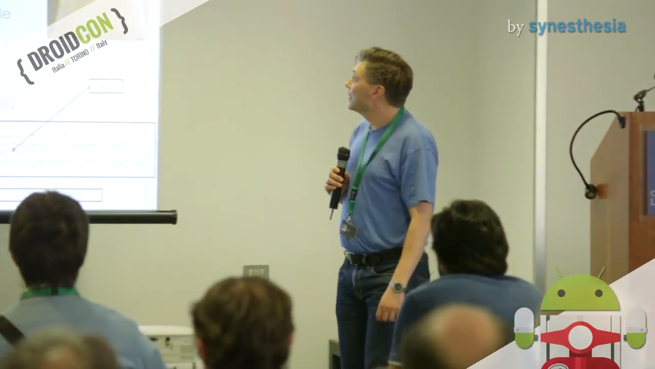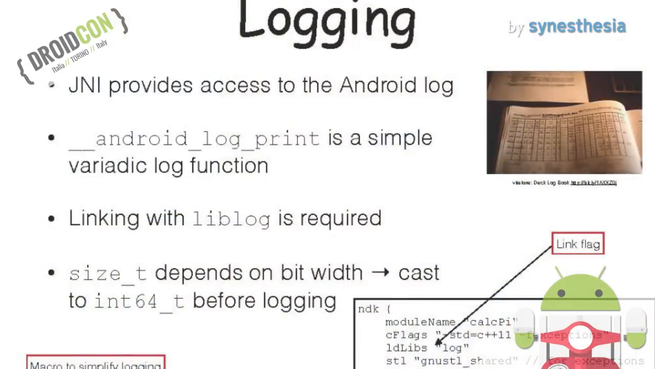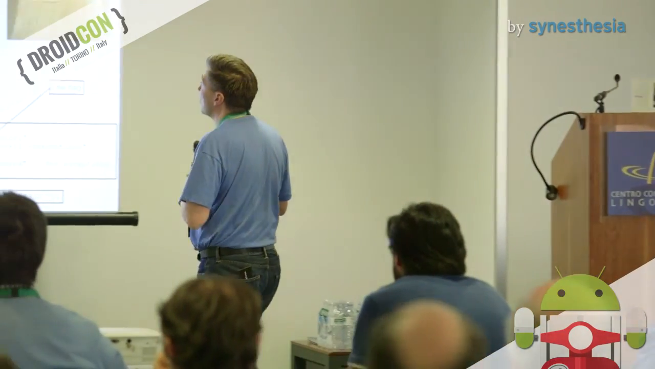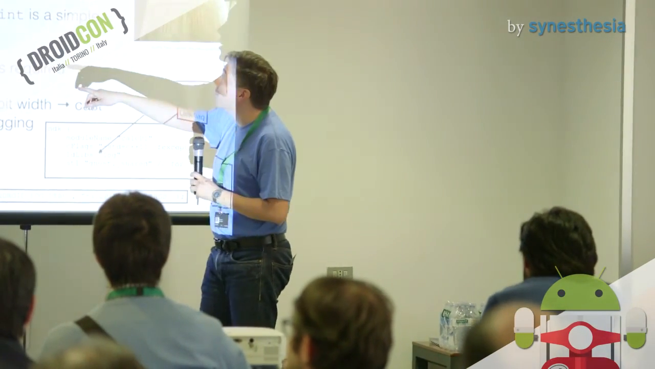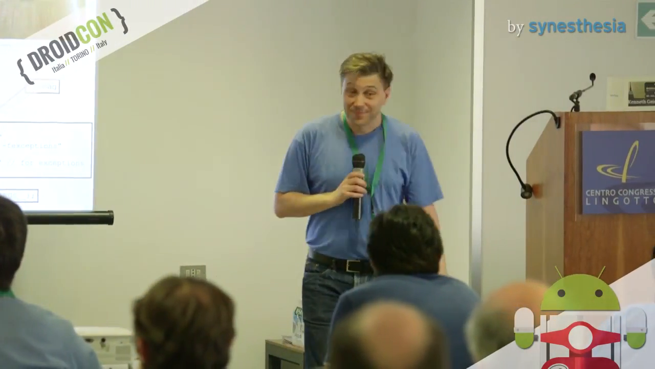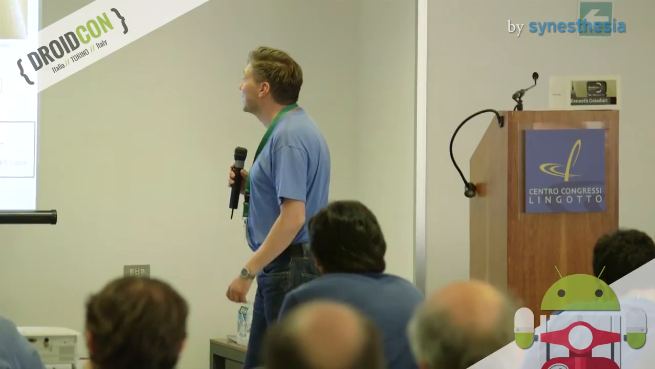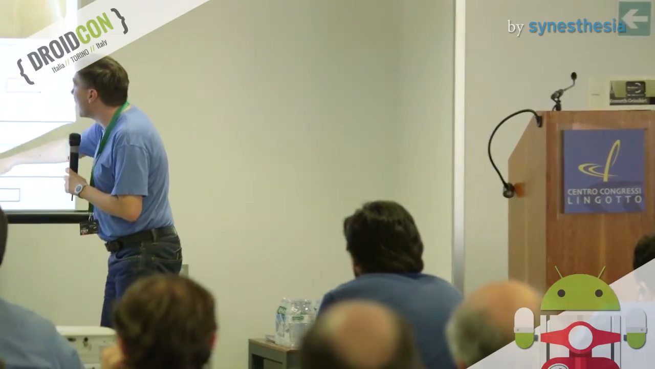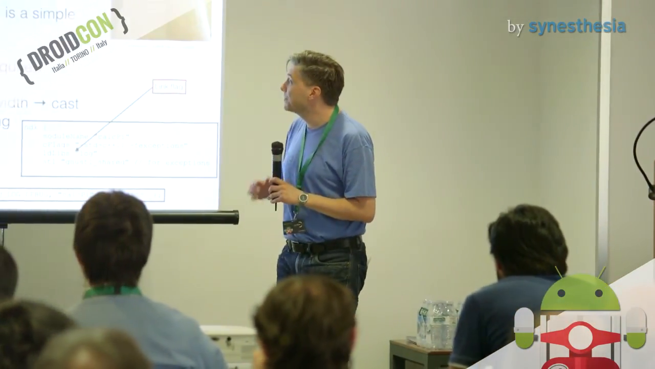You also want to do logging. And this is one of the differences between Java and Android. In Android, you have to use the Android log, of course. And there is a C function for that. It's called __Android_log_print. You type that every time. And you want to add the log library, so link with that.